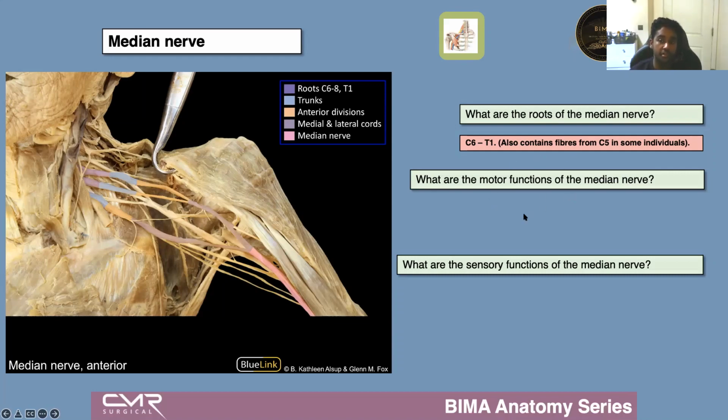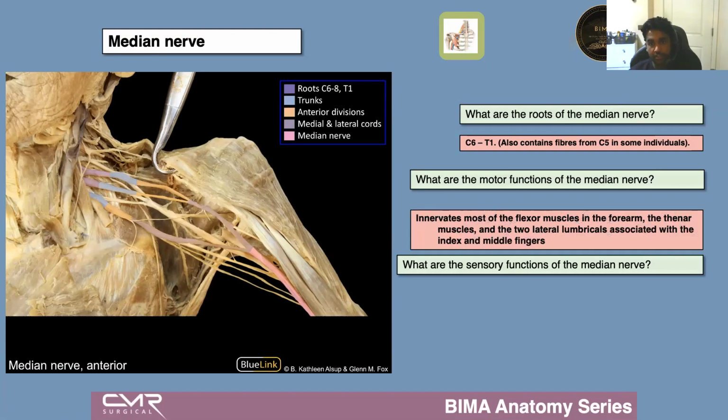So in terms of the motor functions, does anyone know the motor functions? Most anterior forearm muscles. We don't really call them anterior forearm muscles; we usually name muscles based on their function. I know I mentioned anterior arm, but that's just that part of the arm. I would call those muscles flexors, and I would call the triceps brachii extensors. So it innervates most of the flexors in the forearm.